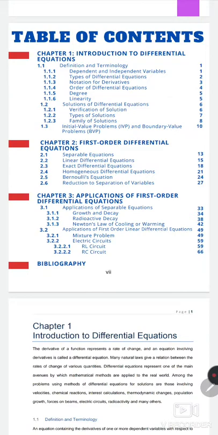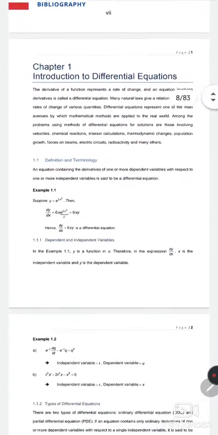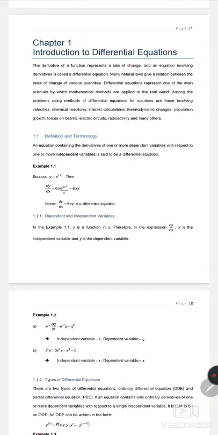Okay, first we can see the table of contents here. For the first series of this ebook, we focus on chapter 1, chapter 2 and chapter 3. Chapter 1 is an introduction to differential equations, chapter 2 is first order differential equations, and chapter 3 is applications of first order differential equations. So first of all, let us discuss chapter 1.